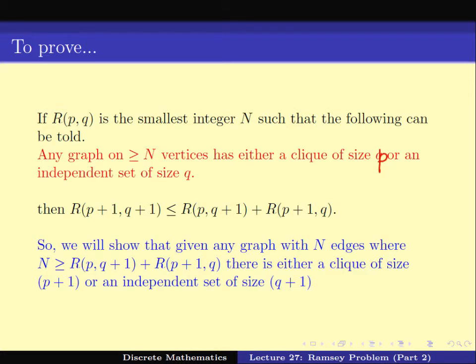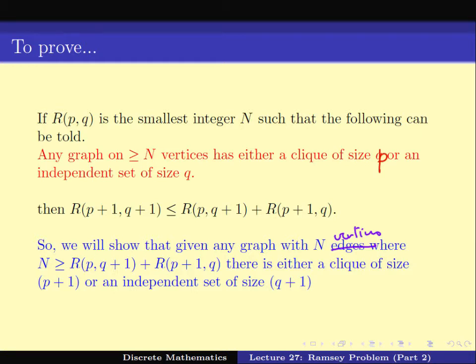So what we will show is that, given a graph on n vertices, where n is bigger than R(P,Q+1) plus R(P+1,Q), then there is either a clique of size P plus 1 or an independent set of size Q plus 1.